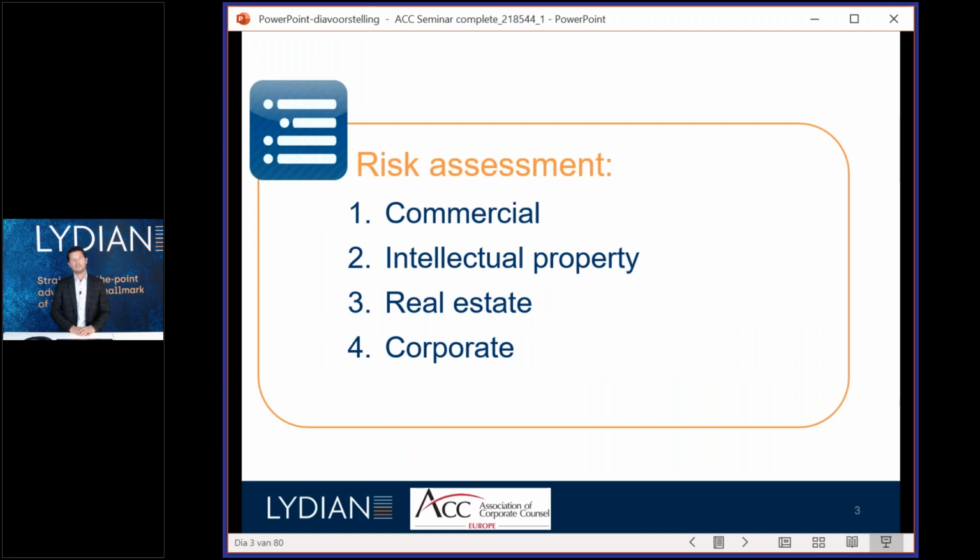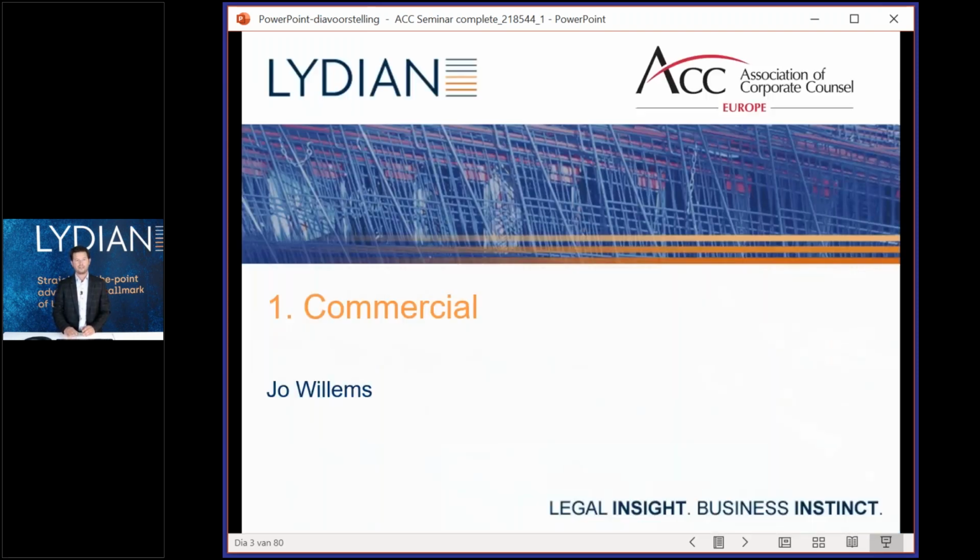The risk assessment, we will deal with it from 4 perspectives. The first one that I will tackle are the commercial agreements. Of course, that's a huge and a broad topic, but we will try to specify it to specific topics which are common to all commercial agreements. Then my colleague Annick will deal with the intellectual property agreements. Real estate will be dealt with by Iris, and Florence will tackle the corporate agreements. So we have a lot to discuss.